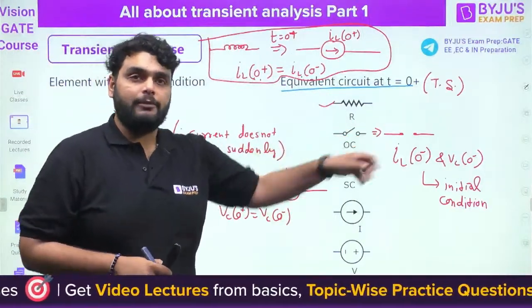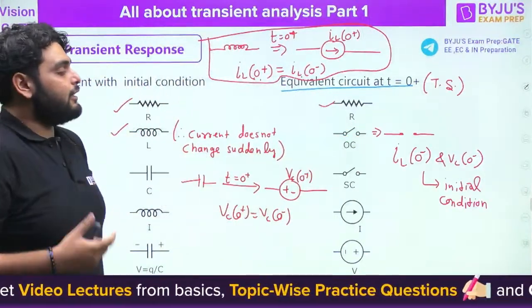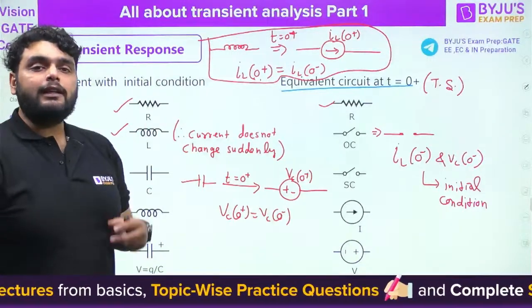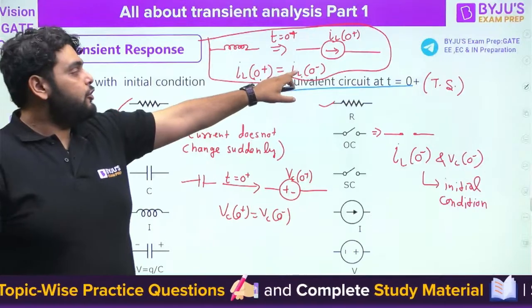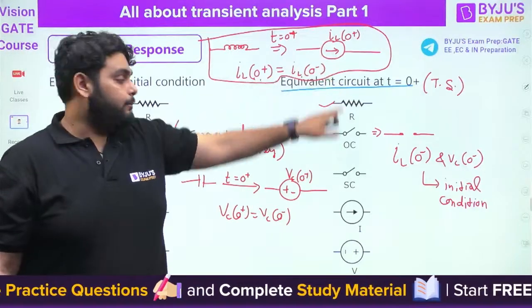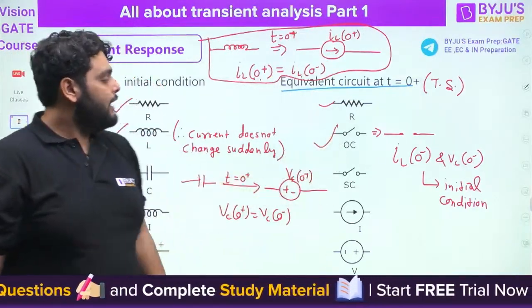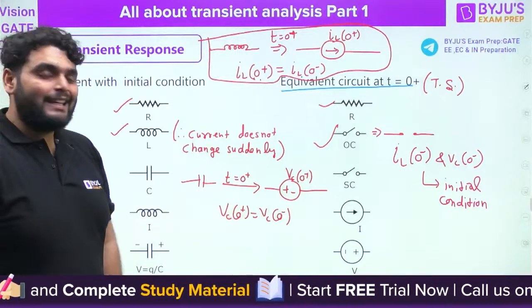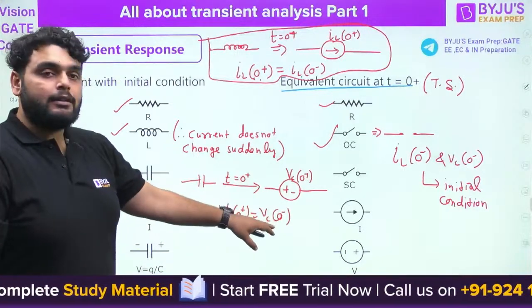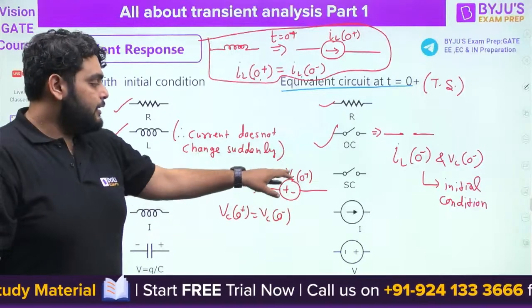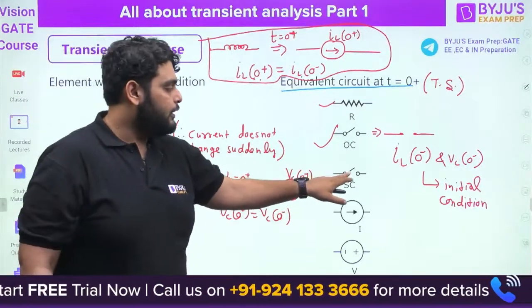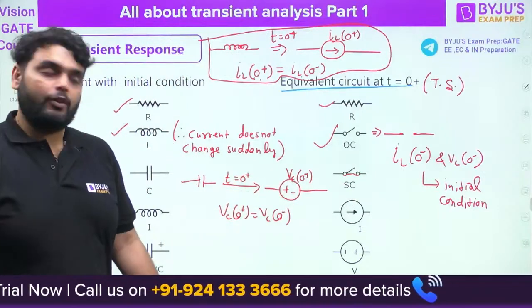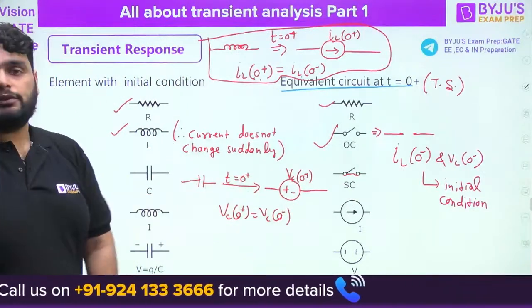Because of the initial condition, let's suppose the inductor is not charged initially. So the current will be 0, and for the current to be 0, it will be an open circuit. In the case of voltage, if the capacitor voltage is 0 initially, then the magnitude of this voltage source will be 0. It will act like a short circuit. So there will be a short circuit here. Otherwise, you will have some values.